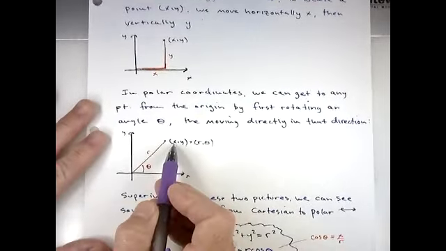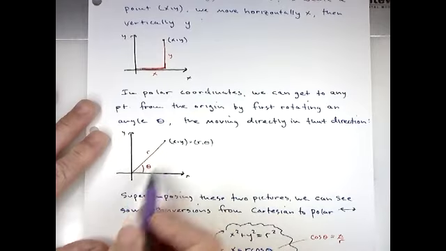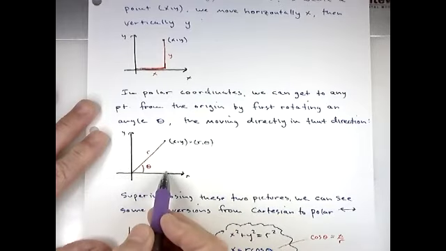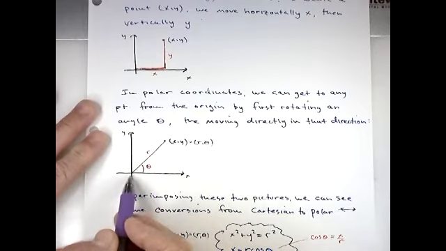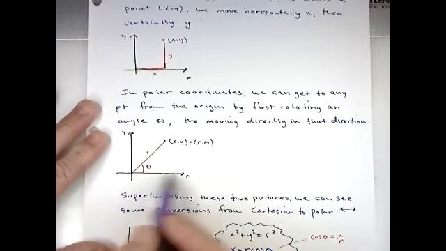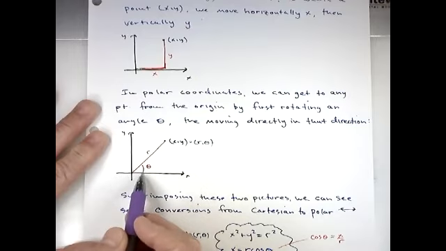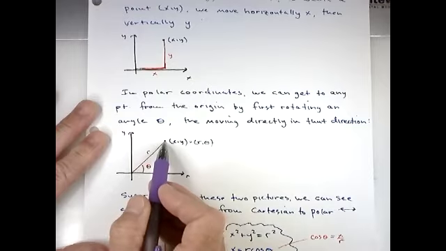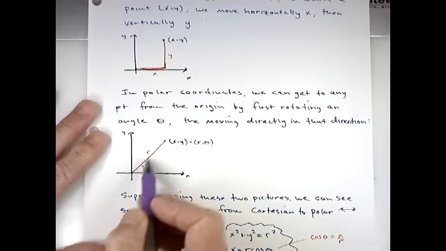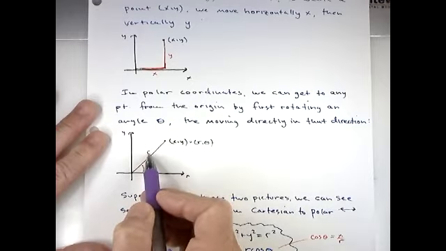I could get to the same point x, y, rather than going horizontally and vertically. Suppose you were facing the positive x-axis, so your angle is 0. Remember in trig, theta equals 0 is facing the positive x-axis. So you're facing that direction. Turn yourself so you're facing this point and just go straight to the point, a distance r.